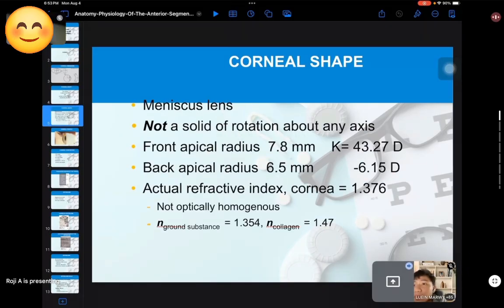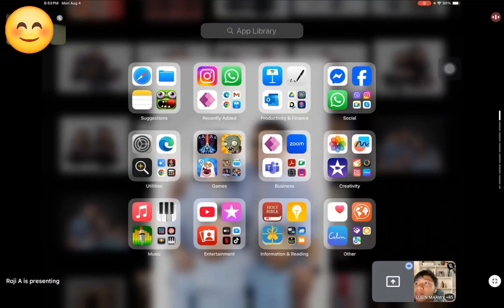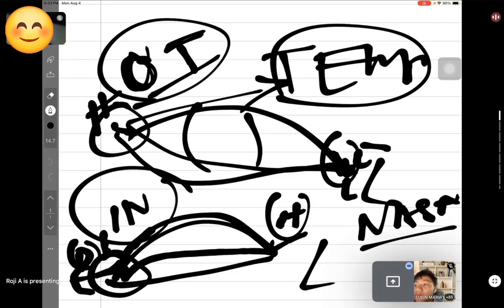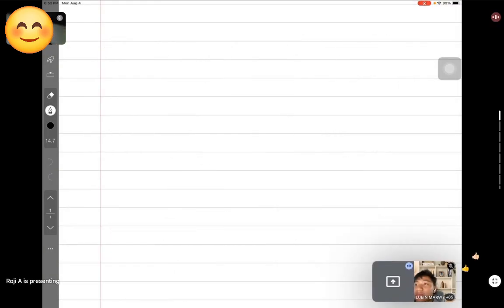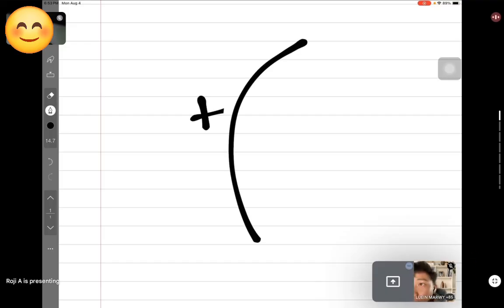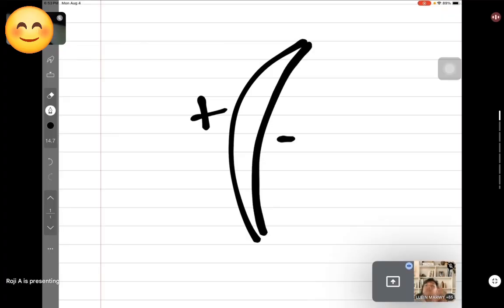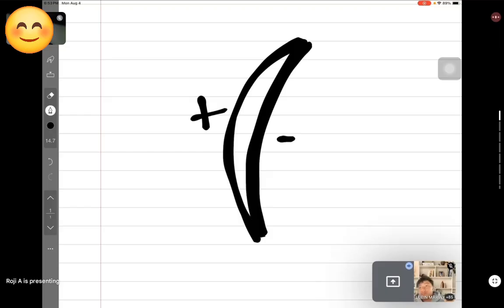All right. So corneal shape, it is a meniscus lens. Let me know if you can see my drawing. Can you see my whiteboard? All right. So this is the front, which is a plus, and this is the back, which is a minus. So this is what you call a meniscus. Are we clear? So if you're asked, what's a meniscus? This is a meniscus, like that. Clear? Are we clear so far? All right.